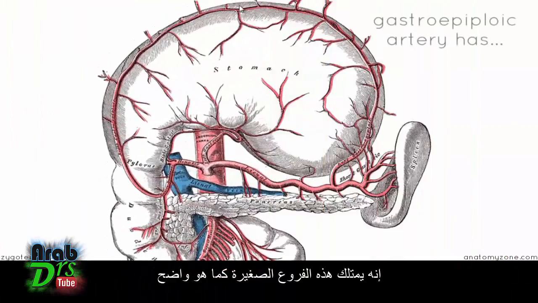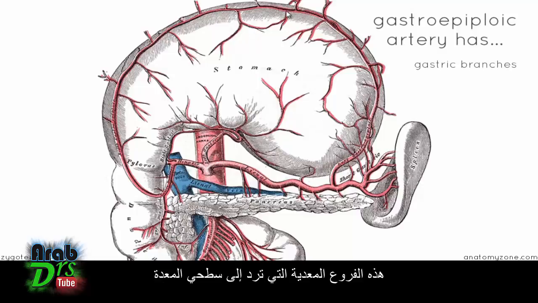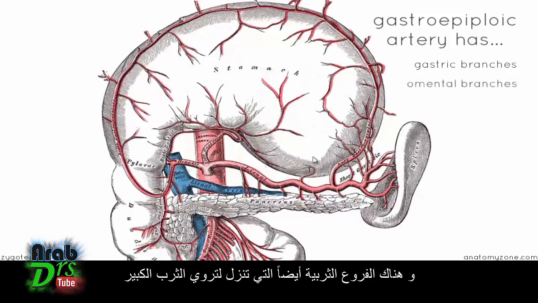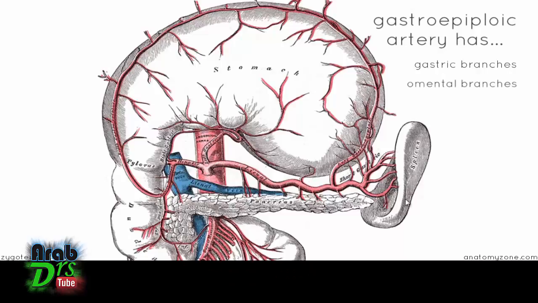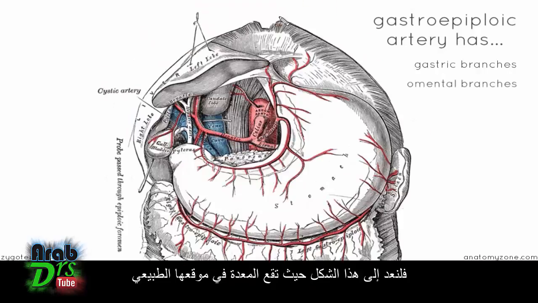So obviously, as you can see here, it's got these little branches which are given off, these gastric branches which are given off to both surfaces of the stomach, and it's also got omental branches which descend to supply the greater omentum. So I've just switched back to this diagram with the stomach in its normal orientation.